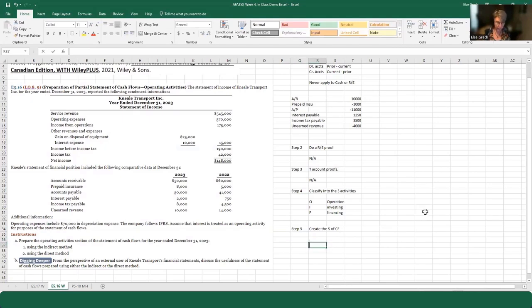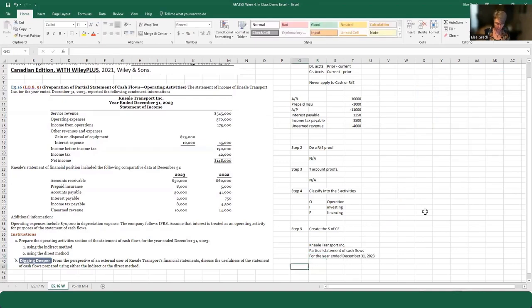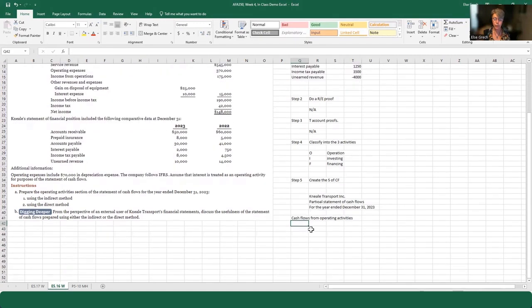So in this case, I'm going to, and then it's for the year ended December 31st, 2023. Okay, I'm going to start with cash flows from operating activities. Now, remember it says to use the indirect method first, so I'm going to start with net income. And my net income comes directly from here, so you can see not comprehensive income, net income. And it comes from right here, 148,000.